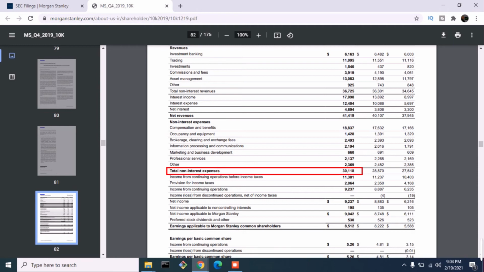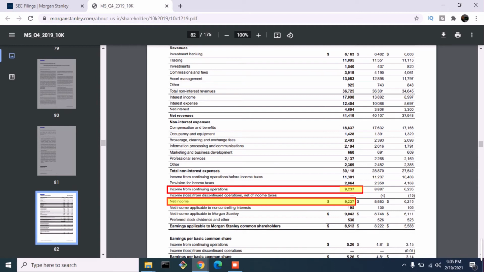And then when you take your total non-interest expenses of $30.1 billion and you subtract it from your total net revenues of $41.4 billion, that's how you arrive at this income from continuing operations before income taxes of $11.3 billion. And then again, got to pay taxes. So taxes of $2 billion. And then the income from continuing operations is the income from continuing operations before income taxes minus the income taxes. And then you see this net income figure of $9.2 billion.